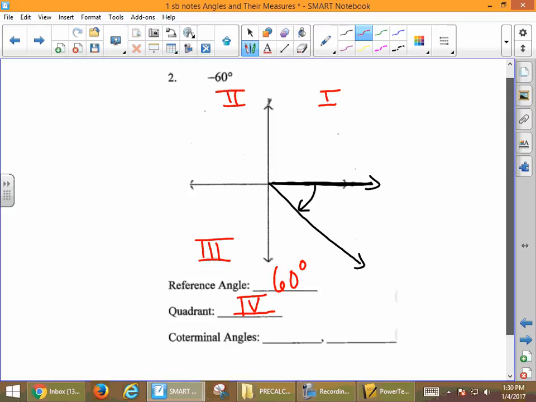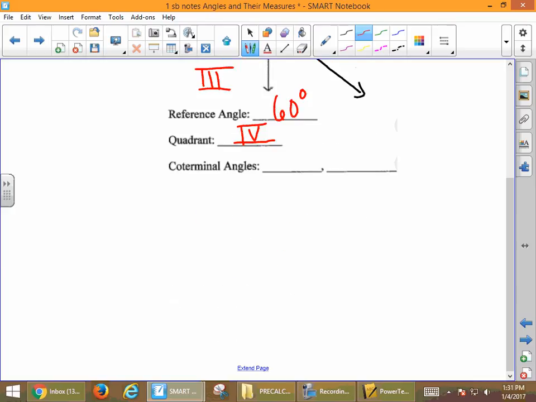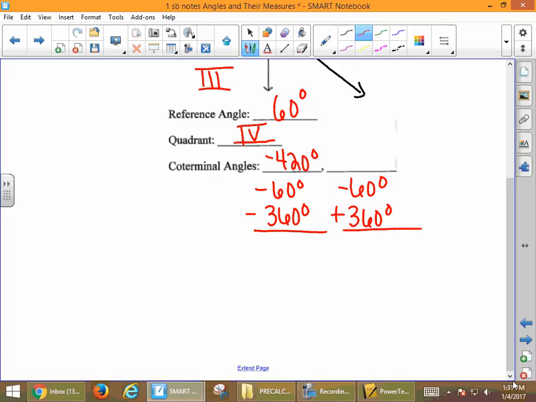And then what we have to do to figure out our coterminal angles is we're going to take our original angle, which was negative 60 degrees, and we can subtract 360 degrees, and we end up with negative 420. Or we can take our original and add 360 degrees, and when we add that back in, we end up with 300 degrees.